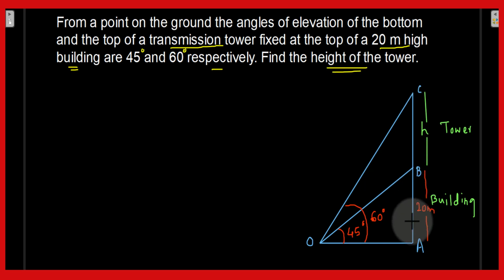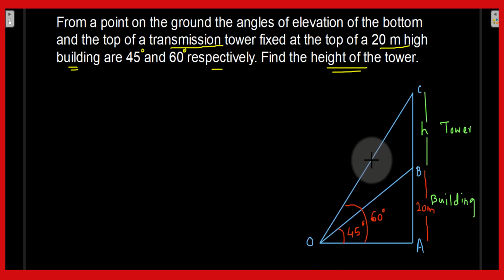Friends, here BA is a building, and on the top of the building there is a transmission tower CB. So BA is a building whose height is given as 20 meters, and on the top of this building there is a transmission tower. Let that transmission tower be BC and assume that its height is H, and from a point O, which is on the ground, the angles of elevation of the top of the transmission tower and the bottom of the transmission tower are 60 degrees and 45 degrees respectively.